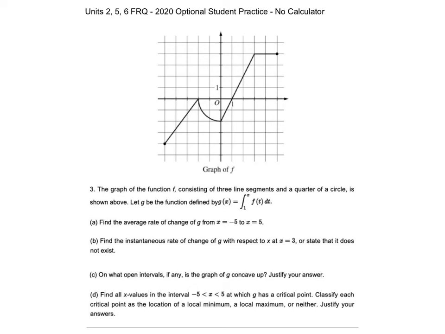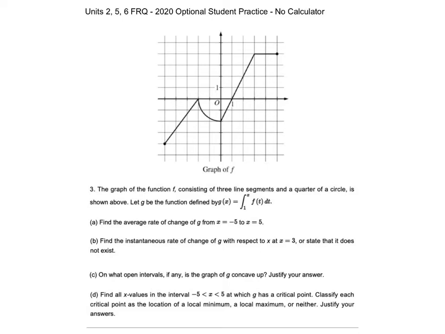Let's look at the solution to another AP Calculus free response question. This problem happens to include concepts from units 2, 5, and 6. As you can see, we have a graph here, and then we're going to answer some questions about the graph. The graph of the function f, consisting of 3 line segments and a quarter circle, is shown above.